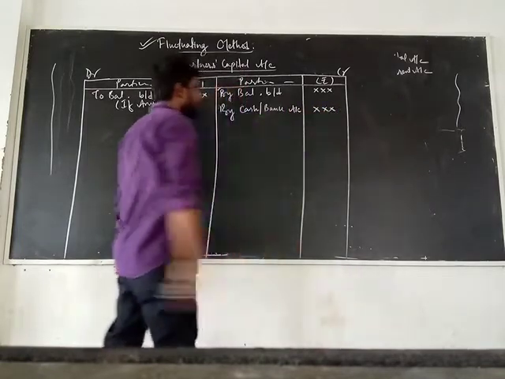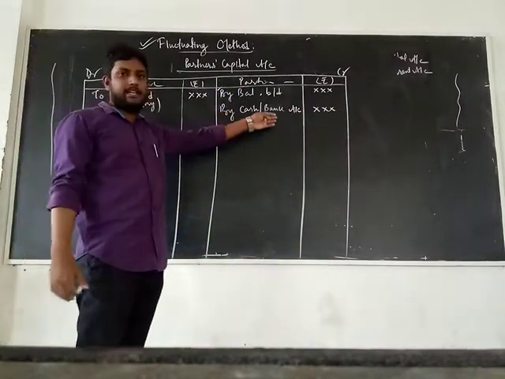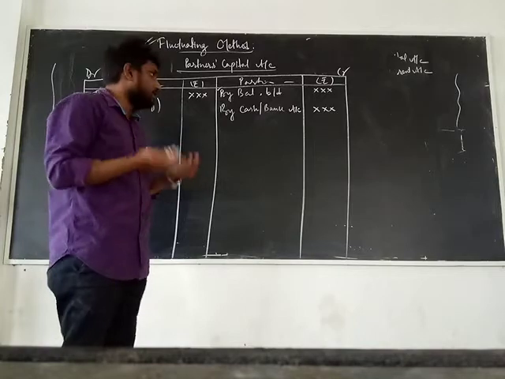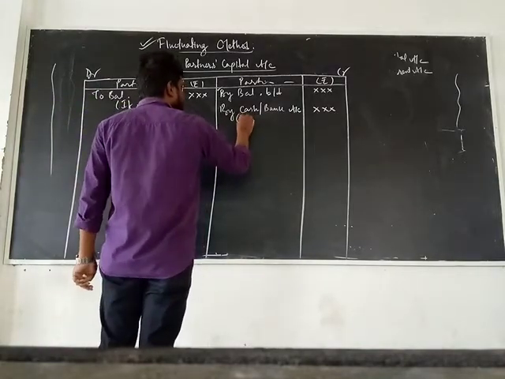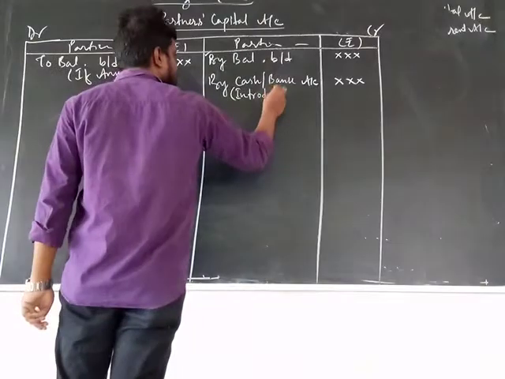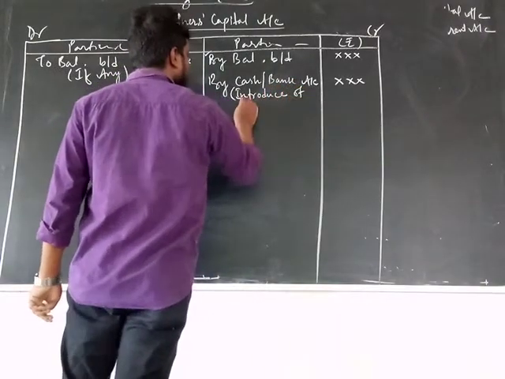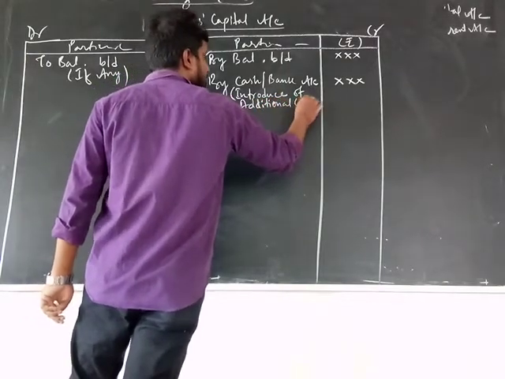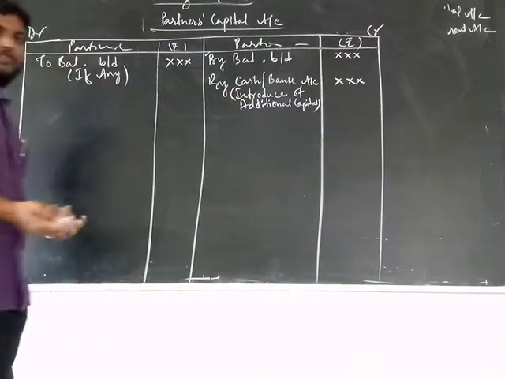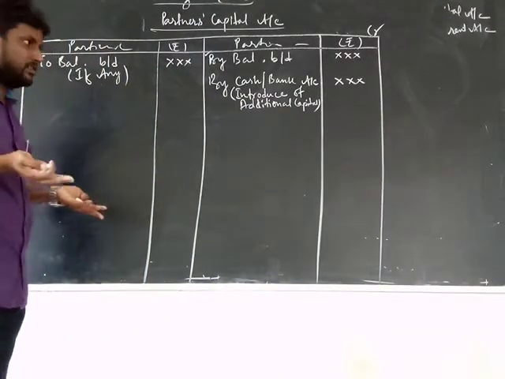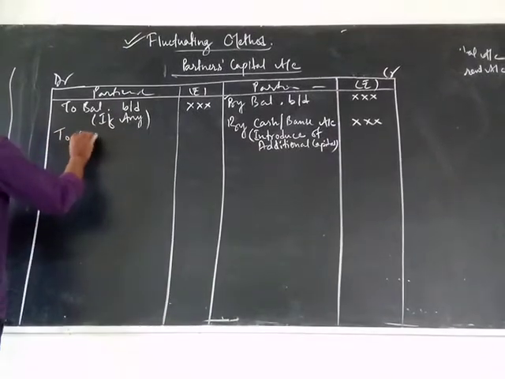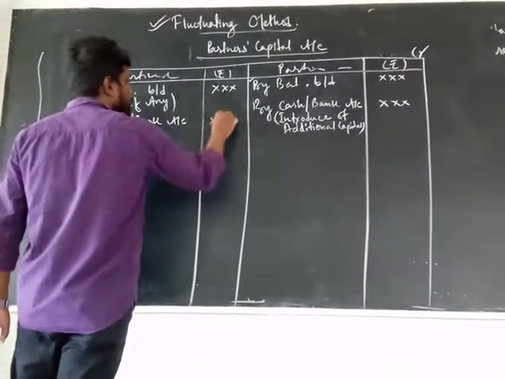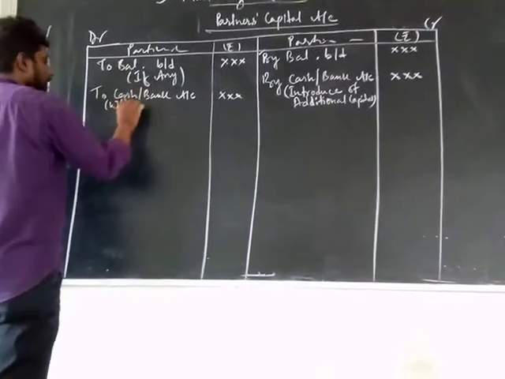So next, by cash or bank account. What does it mean? That means cash or bank has been debited, partner's capital account credited. That means the firm's cash balance is increasing. This is your introduction of additional capital. Got it? In the same way, the partners may also withdraw. So what should we write? To cash or bank account. Got it? So what should we write here? Withdrawal.